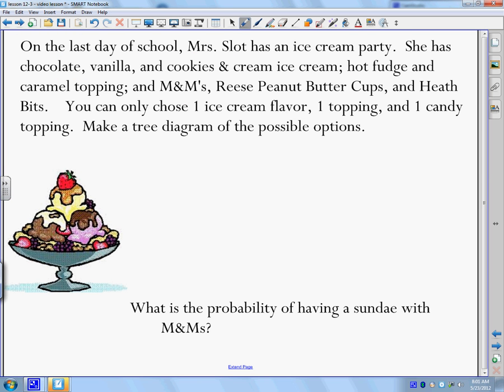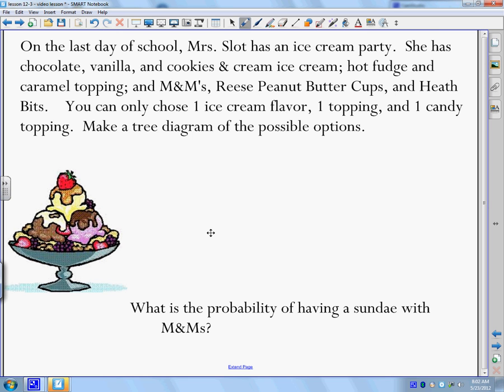Now, here's a little bit more intricate example. It says, on the last day of school, Mrs. Slot has an ice cream party. She has chocolate, vanilla, and cookies and cream ice cream, hot fudge and caramel topping, and M&M's, Reese's Peanut Butter Cups, and Heath Bits. You can only choose 1 ice cream flavor, 1 topping, and 1 candy topping. Make a tree diagram of all the possible options.